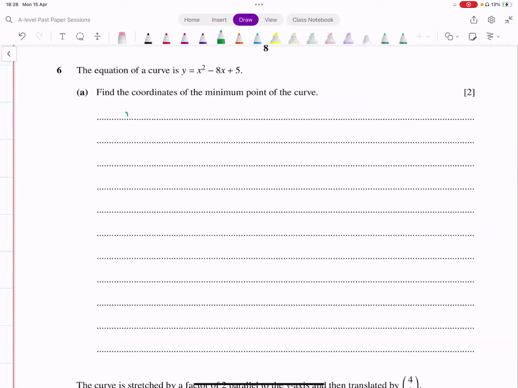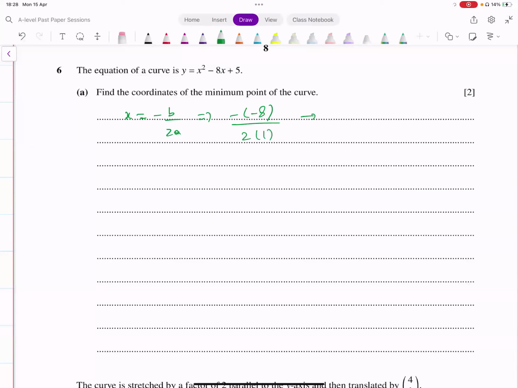Let's use minus b over 2a. That gives you the x coordinate of the turning point of a quadratic function. Minus into minus 8, this is the value of b, right? Divided by 2 times a, the coefficient of x squared, that's 1. What does that give you? That gives you 8 over 2, that's 4. That's the x coordinate of the turning point.